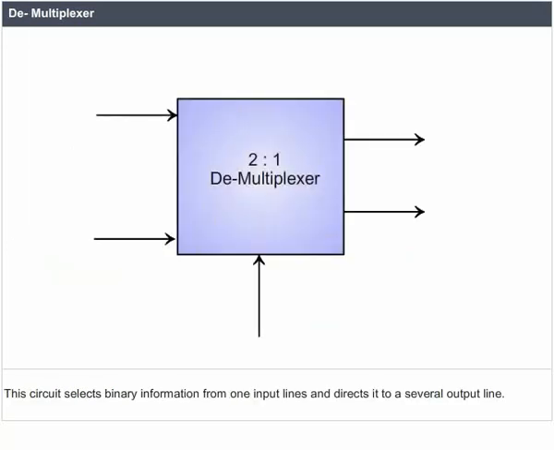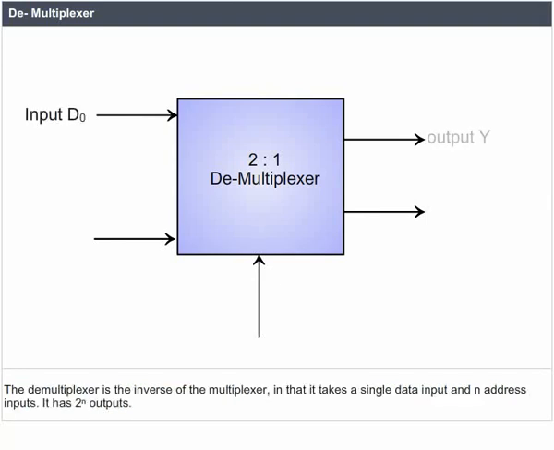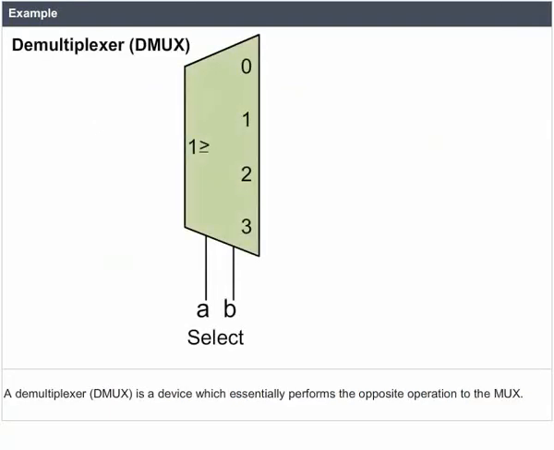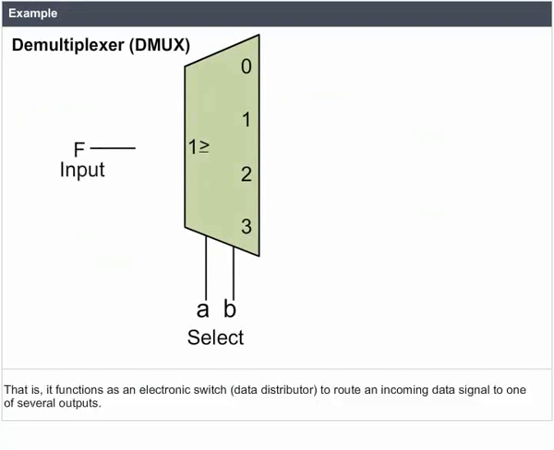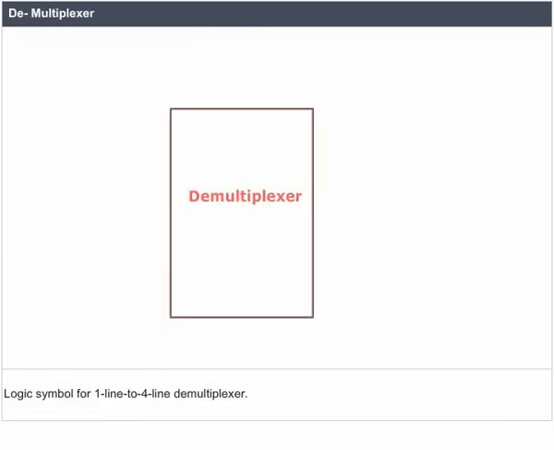Demultiplexer. This circuit selects binary information from one input line and directs it to several output lines. The demultiplexer is the inverse of the multiplexer in that it takes a single data input and n address inputs. It has 2^n outputs. For example, a demultiplexer, demux, is a device which essentially performs the opposite operation to the mux. That is, it functions as an electronic switch or data distributor to route an incoming data signal to one of several outputs. Logic symbol for 1-line to 4-line demultiplexer.